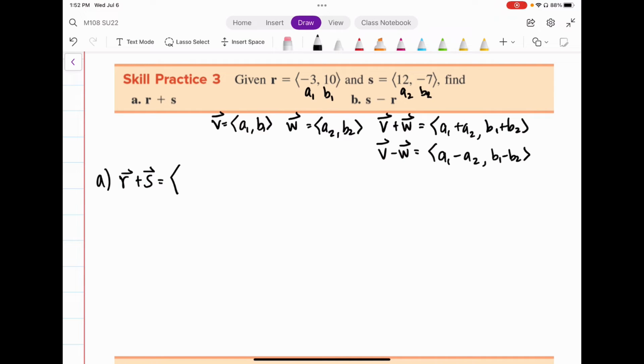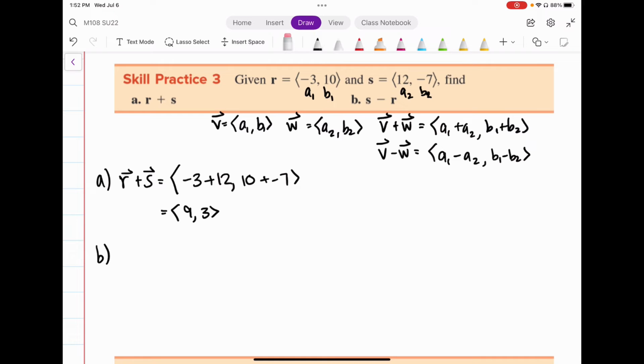For the first problem, we have r plus s. So I'm going to call a1 and b1 the components of r, and a2 and b2 the components of s. I'm going to add negative 3 plus 12, those are the a components, and 10 plus negative 7, those are the b components. Negative 3 plus 12 is 9, and 10 plus negative 7 is 3. So the sum of vector r and s is equal to component form 9, 3.